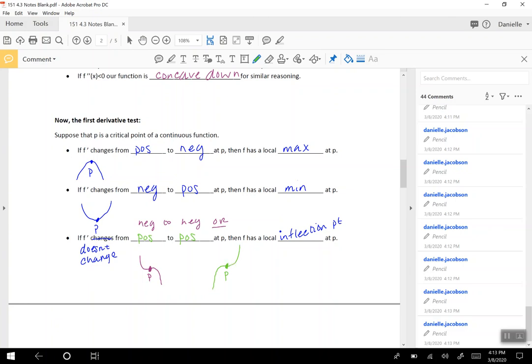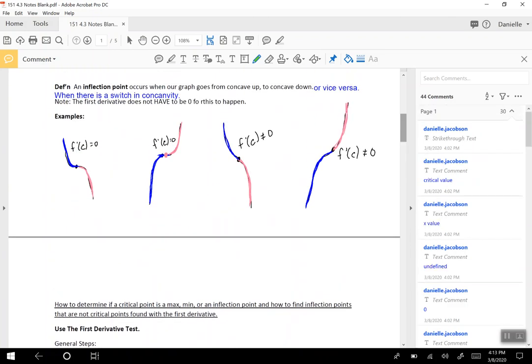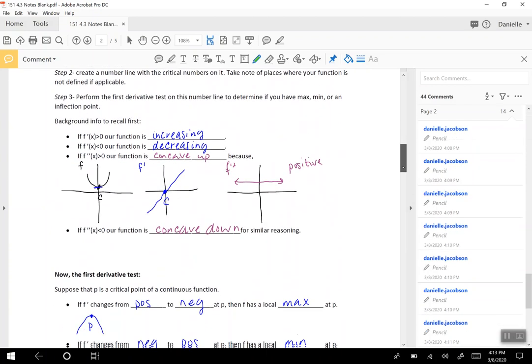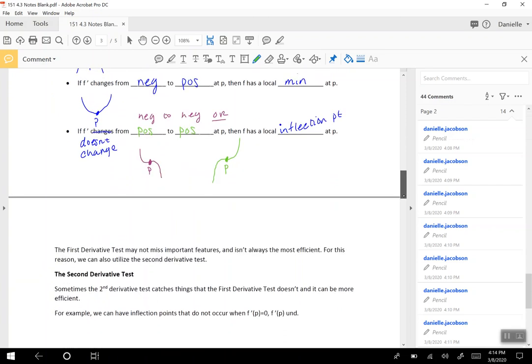Right, so the first derivative is useful for doing this when we have that critical point that we identified by taking the first derivative and setting it equal to 0. However, we have seen from up here that there can be inflection points when our first derivative is not 0. The second derivative is what's going to help us catch this. So this is where the second derivative test comes into play, although sometimes it's more efficient to use it to classify max and mins as well. So you can still use the second derivative test to classify max and mins. I'll show you what that looks like.